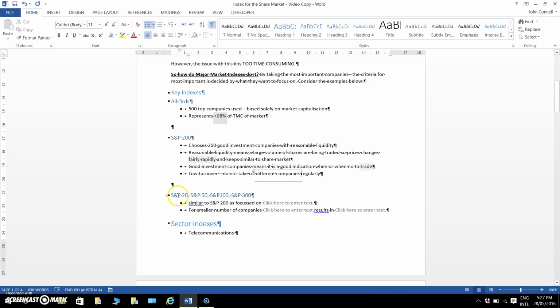So there are also S&P 20, S&P 50, S&P 100 and 300. These numbers mean how many companies they have actually used to form the index. So they're all similar to S&P 200 as they're focused on trade and liquidity.